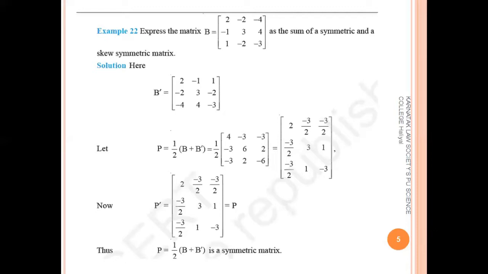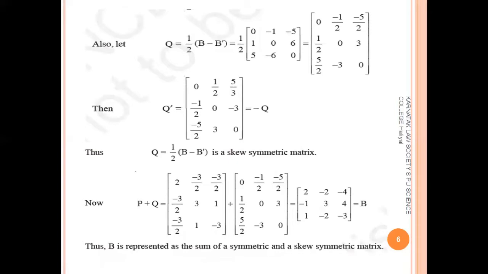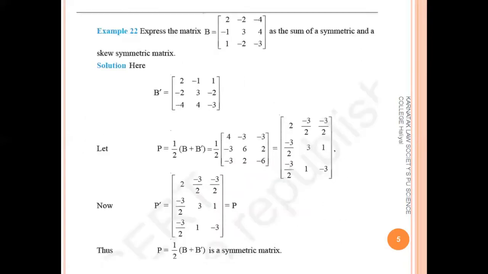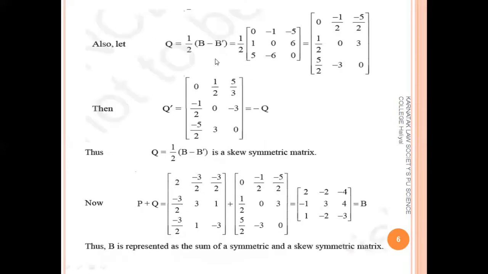Similarly, we need to prove the skew symmetric matrix by taking another alphabet, that is Q, but instead of addition we need to take the minus sign. See here, Q is equal to 1 by 2 of B minus B dash. We need to subtract these two matrices, that is B minus B dash. If you subtract, you will get the resultant matrix as 0, minus 1, minus 5, 1, 0, 6, 5, minus 6, 0. And later we need to divide each element by 2.